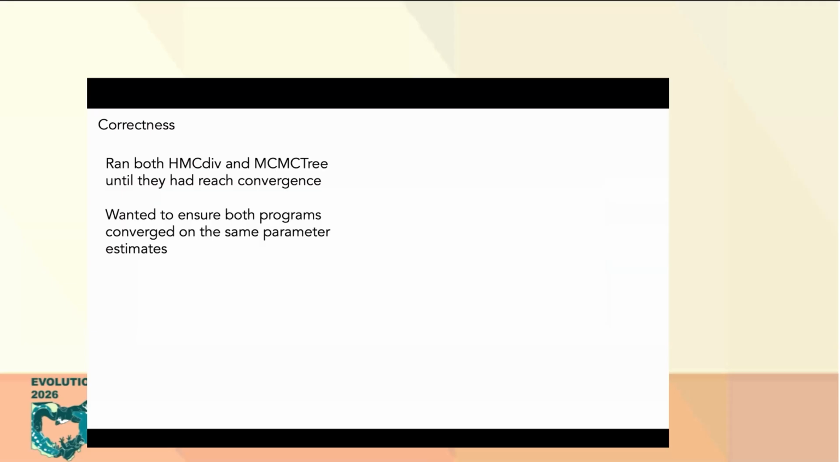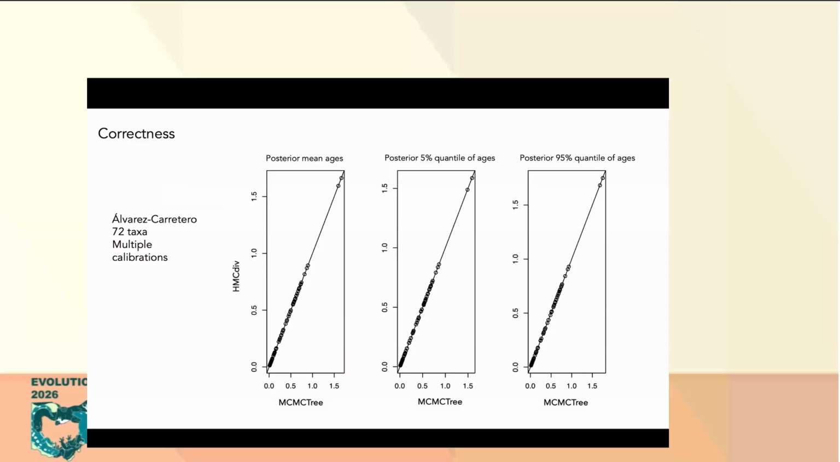When I looked at the correctness, I basically ran both HMC-Div and MCMC-Tree until they reached convergence, just to ensure that both programs converged on the same parameter estimates. I'm just going to show one of the results here. All the different data sets show the same pattern.